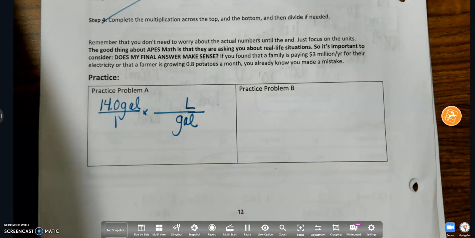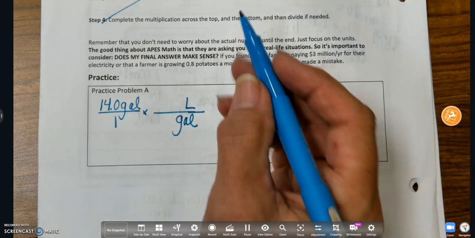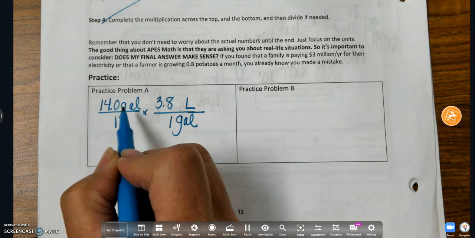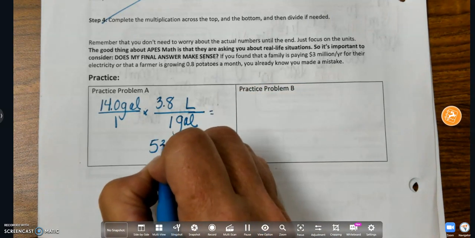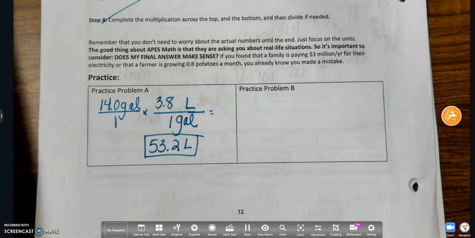Now, in your conversion, all you have to do is whatever is in front of that unit in the conversion, that's what goes in front of it in your problem. So the 1 is in front of gallons and the 3.8 is in front of liters. So that's exactly what we're going to do. The 1 is in front of gallons. The 3.8 is in front of liters. Remember, we multiply 14.0 times 3.8 divided by 1, and that equals 53.2 liters. Box your answer. So now you can work problem B, and the answer will be found in your PowerPoint.